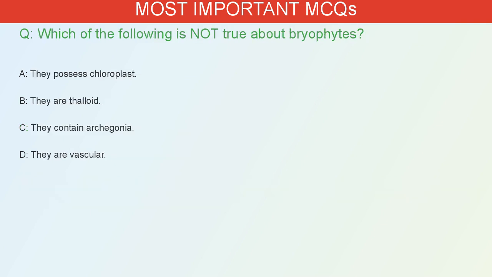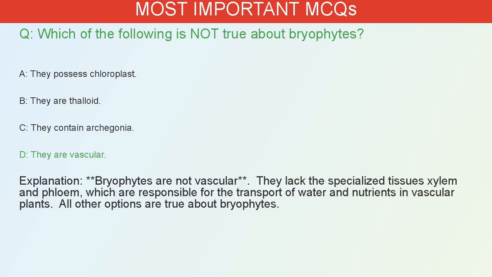Which of the following is not true about bryophytes? A. They possess chloroplast. B. They are thalloid. C. They contain archegonia. D. They are vascular.